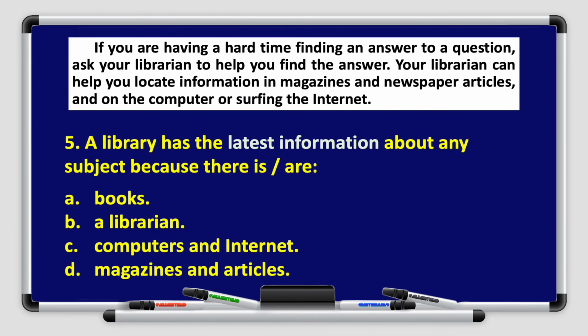A library has the latest information about any subject because there is or are, is it A, books, B, a librarian, or C, computers and internet, or D, magazines and articles? It's C, computers and internet. Why did we choose this answer? As we see in the paragraph, we have underlined the evidence that is computer or surfing the internet. That's why they are provided with the latest information.